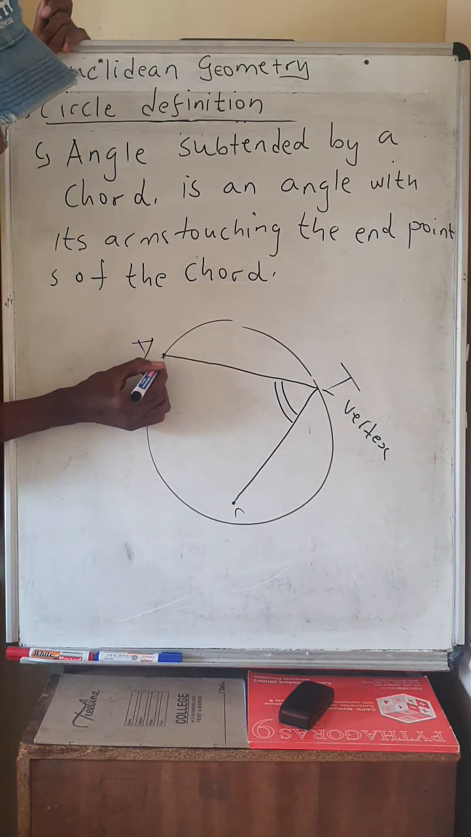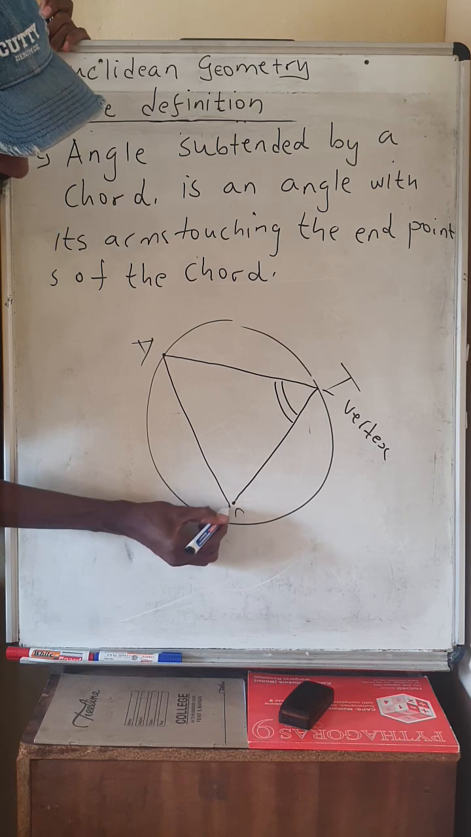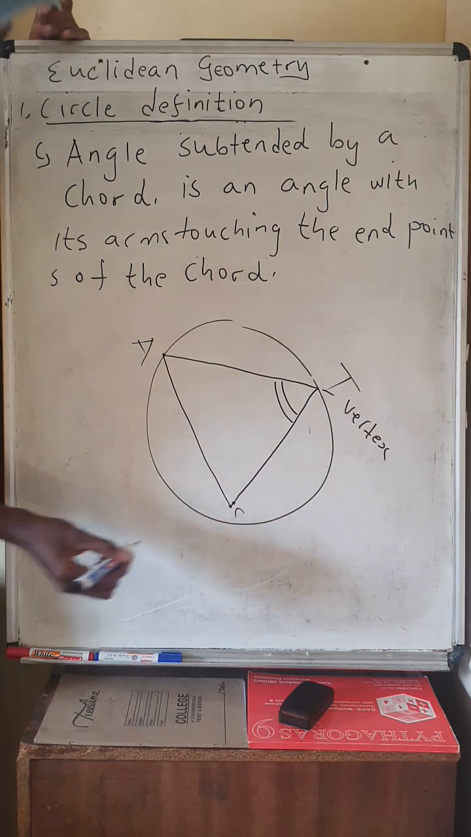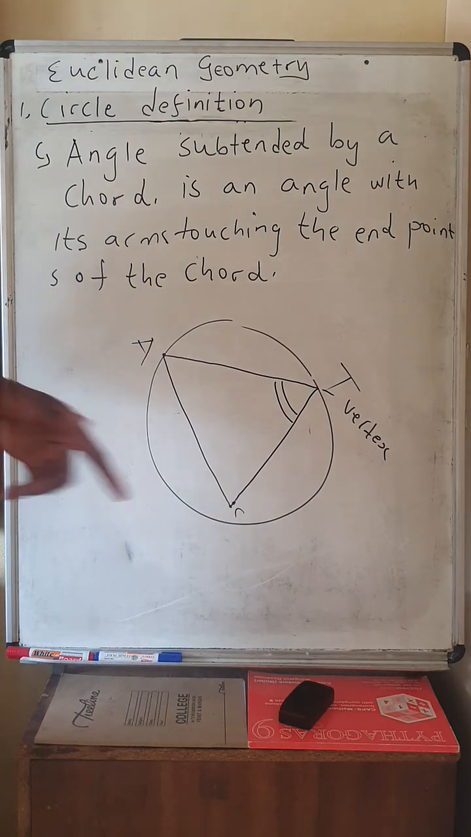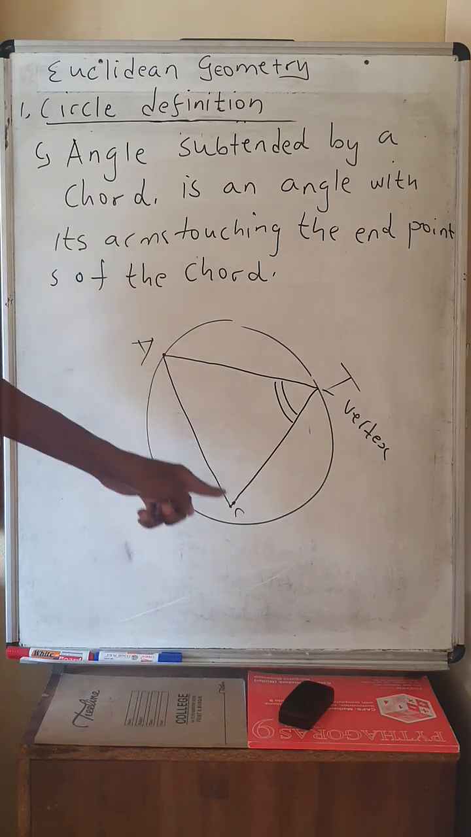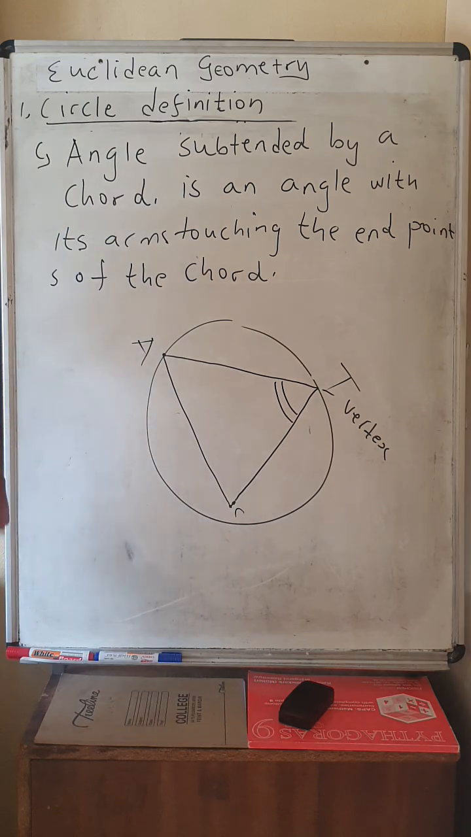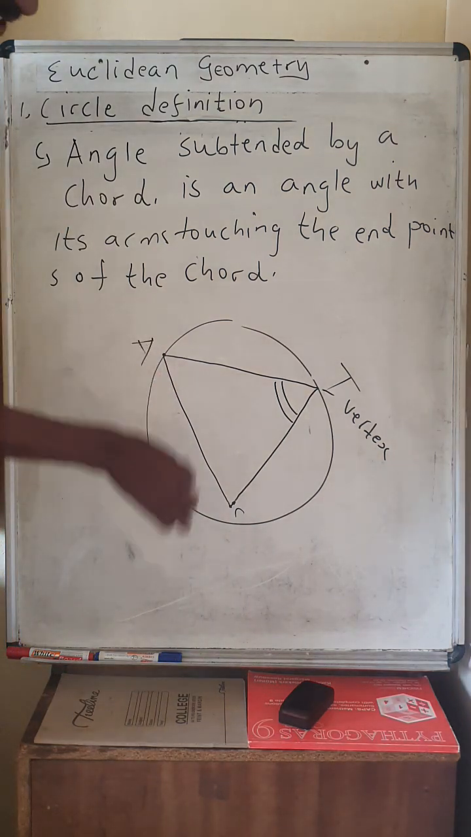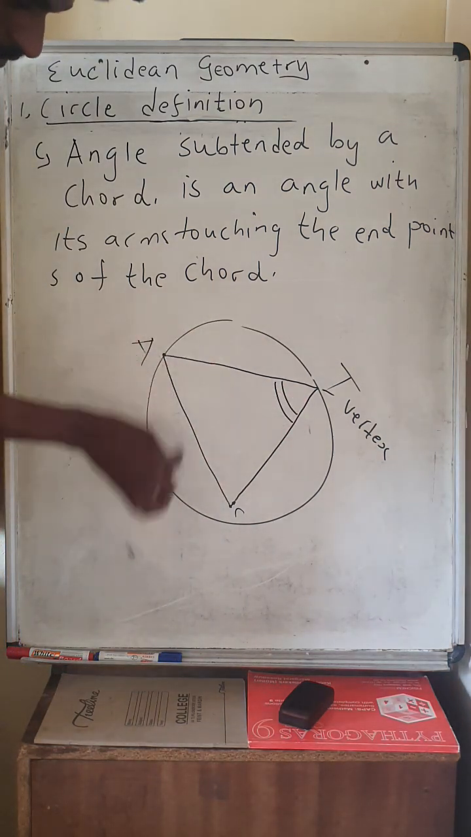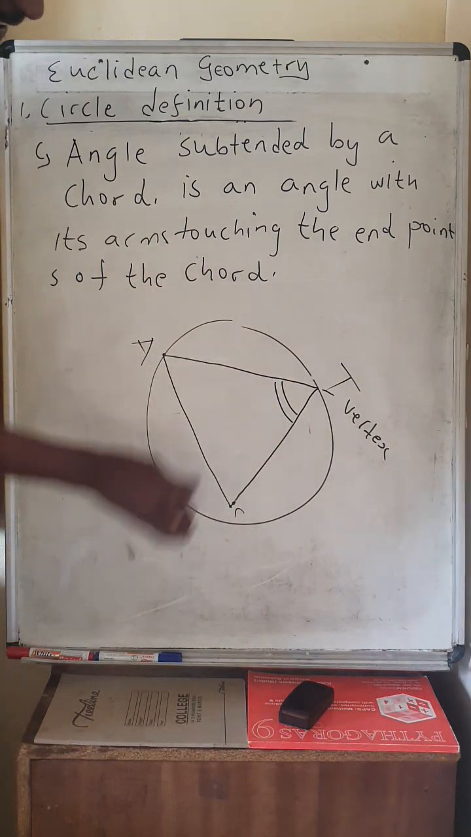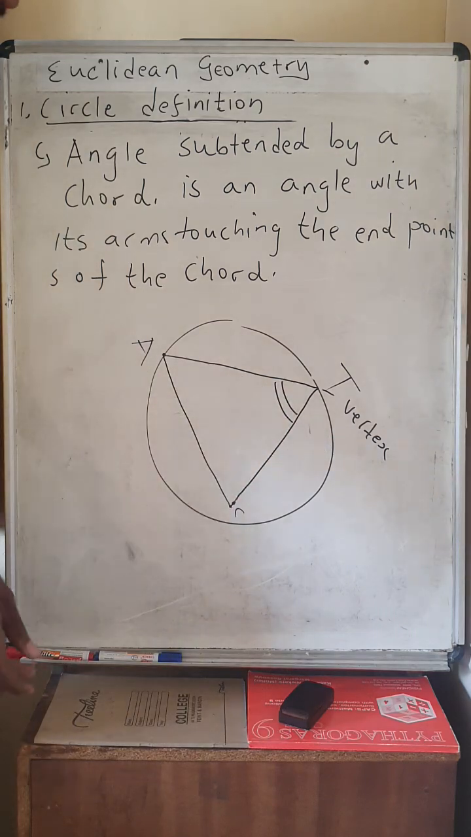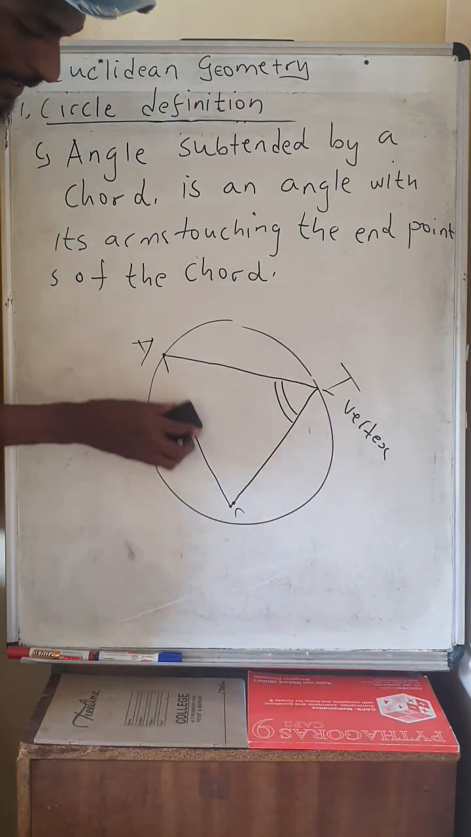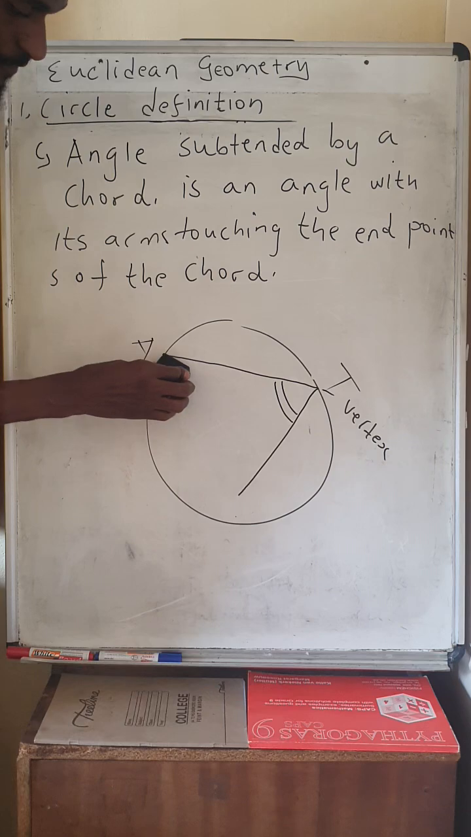And then if I draw a line joining A and C, can I say angle T is being subtended by a chord? No. You can see this is not a chord. And the easiest way to see is that both arms must touch the circumference. If this one touches the circumference and the other one is not touching, therefore there's no way the angle can be subtended by a chord.